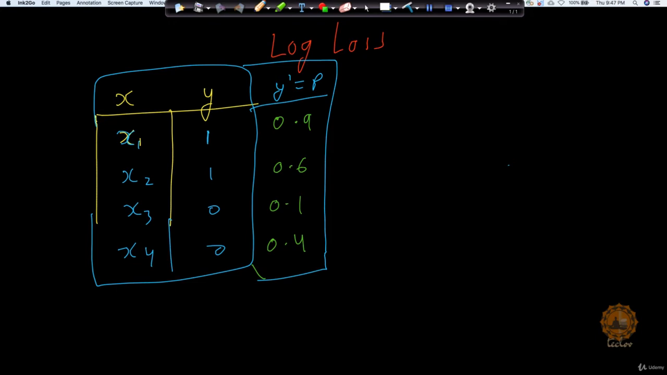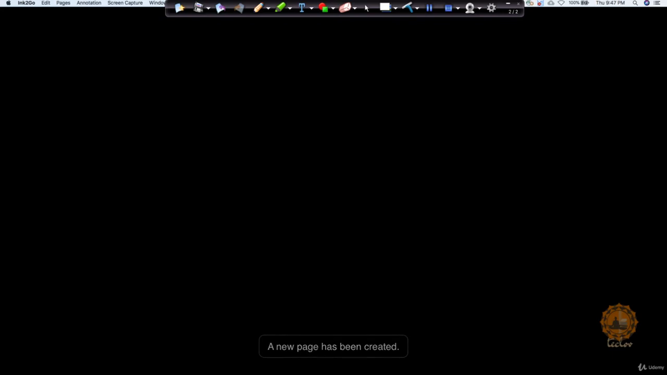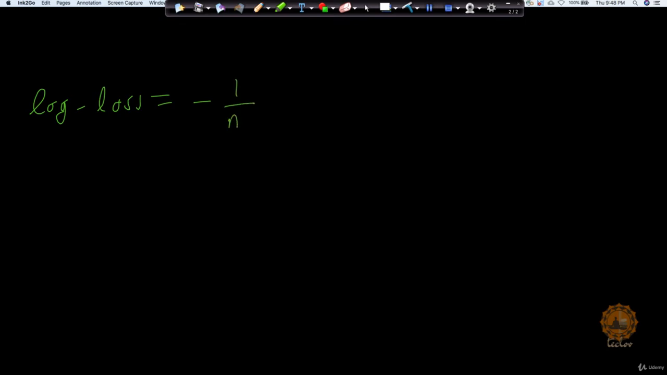Let me first explain the formula behind this log loss so that you get an understanding of how it works. I will explain how this formula works, but for now just let me note down this formula, log loss. For the previous data, first of all, it's going to be minus 1 by n, which means I'm going to take the average. I have 4 rows, so my value of n is going to be 4 in that case. I'm going to run this from 1 to n.